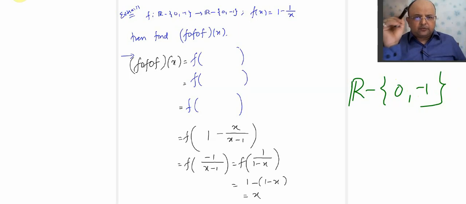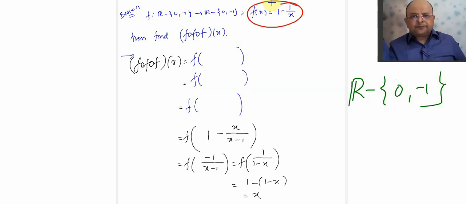You should not mug up the things. Why should I omit 0 and minus 1? Remember, at the end of this question, I will ask you again, why did we omit 0 and minus 1? Your answer is very much clear from this definition.